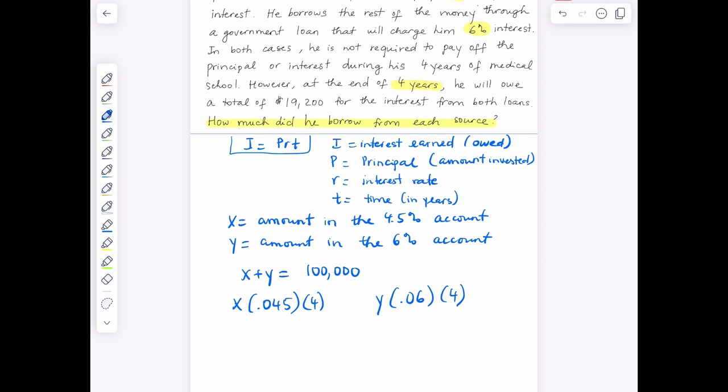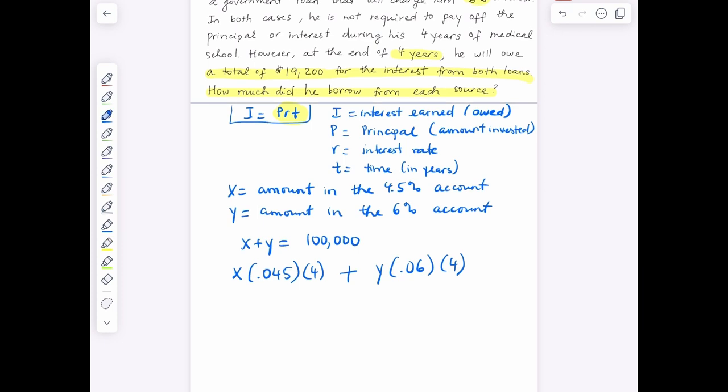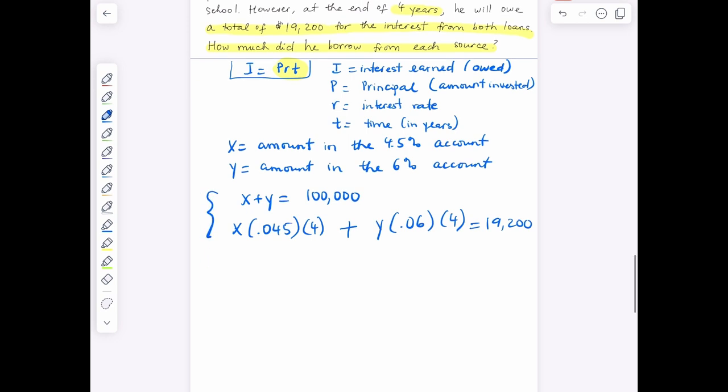Again, I am applying the interest formula, this part of the formula anyway, the P, R, and T. And that will give me the interest owed in the first account and the interest owed in the second account. Now we know that these two interests will add up to 19,200. That's what it says here. He will owe a total of 19,200 for the interest from both loans. So this equals 19,200. As you can see, we just created a system of linear equations.